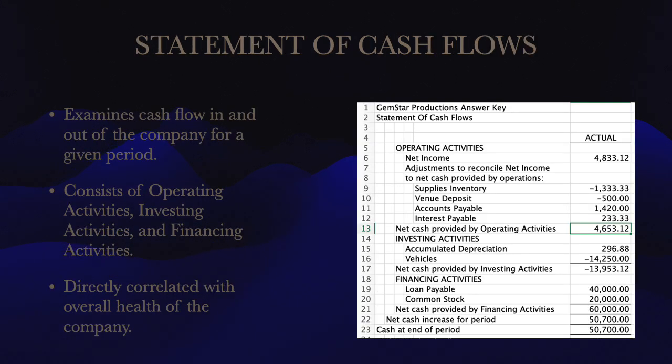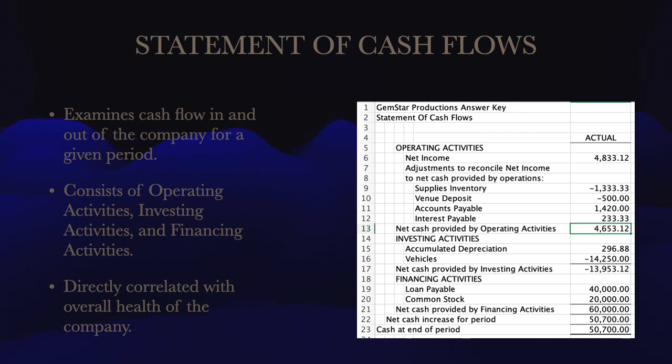The final financial statement we will examine is the statement of cash flows. This statement shows the flow of cash in and out of the company. It consists of the accounts for operating activities, investing activities, and financing activities. This is important as it directly correlates with the overall health of the company. The first section covers operating activities and the cash flows associated with them. Operating activities refer to the part of the business that goes into providing goods or services that they set out to do. In our case, that would be everything we use to put into our events.